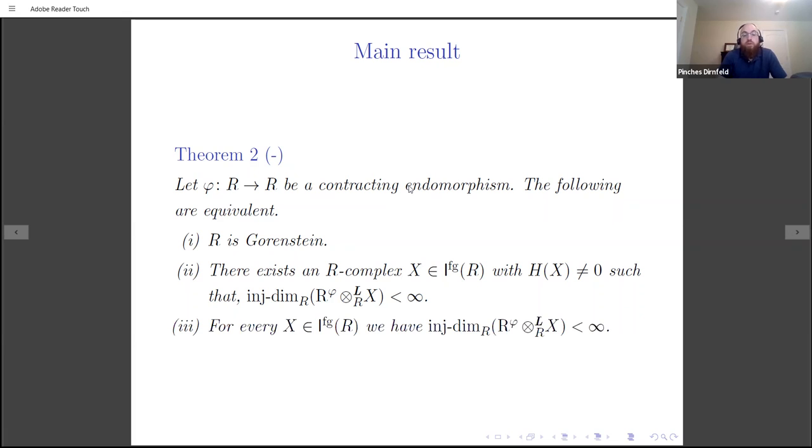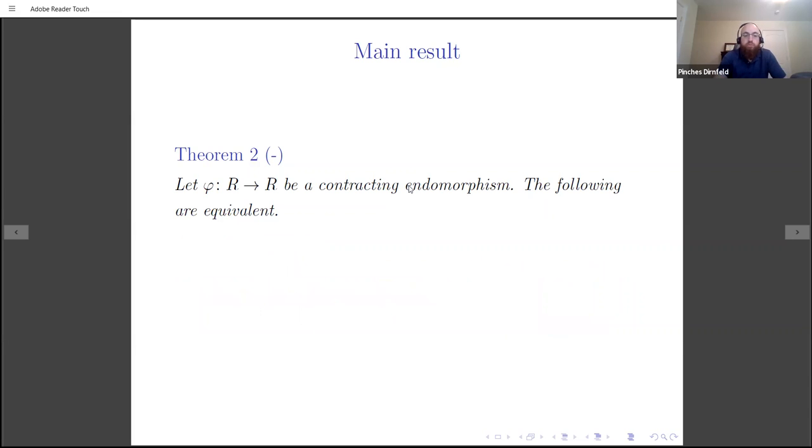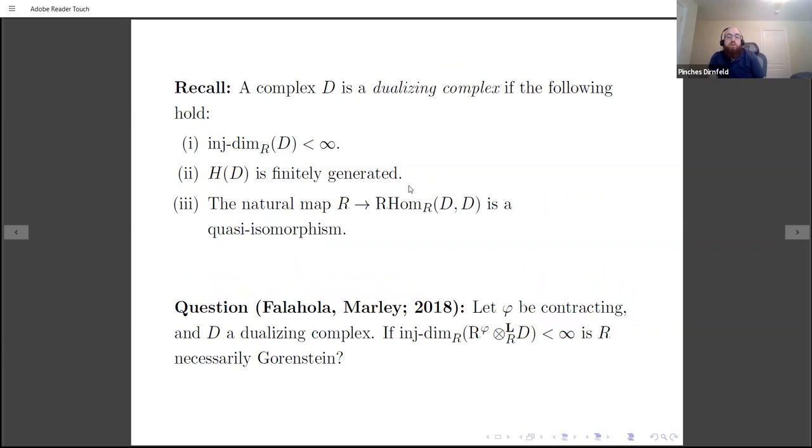And that's equivalent to saying that for every X in IFGR, we have injective dimension of the derived tensor product of X and R phi is finite. And of course, this gives a positive answer to the question of Filho-Lamarri. But this is saying something stronger, that when we want to answer this question by Filho-Lamarri, there is nothing special really about looking at dualizing complexes. We can look at any complex of finite injective dimension is sufficient.